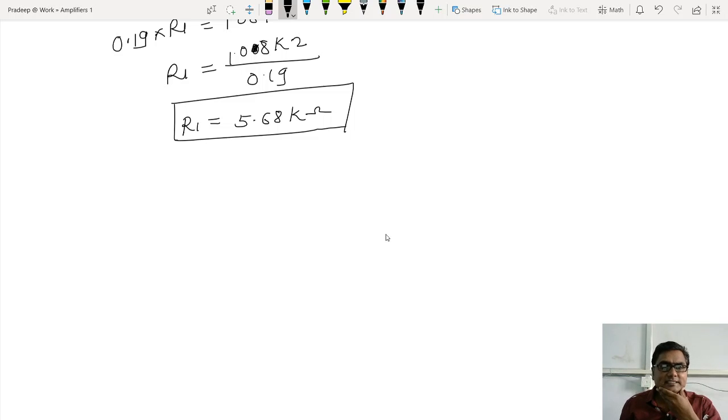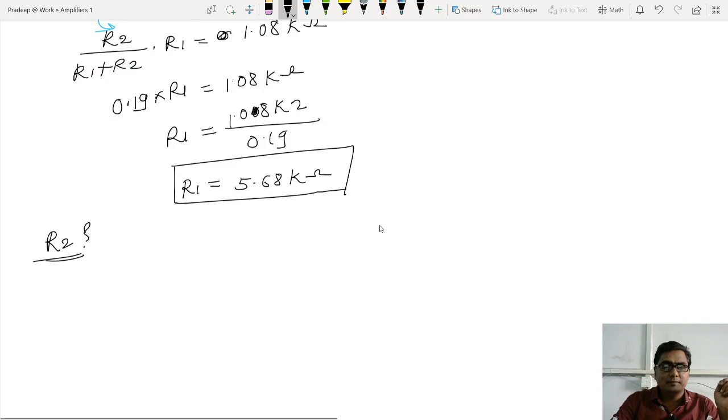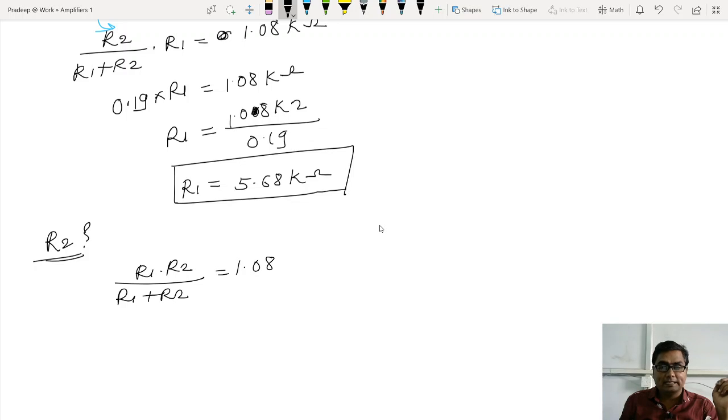Now is it what we need always? No, we need a pair of R1 as well as R2. So only R1 is not sufficient. From that, can we calculate R2? Yes, if we know the combination of R1 and R2, that is R1 multiplied by R2 divided by R1 plus R2, which is 1.08 kilo ohm, and if I know the value of R1 is 5.68 kilo, then it is possible for me to calculate the value of R2. So let's go for it.